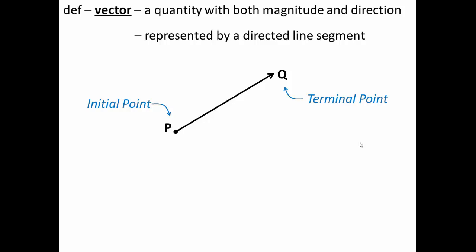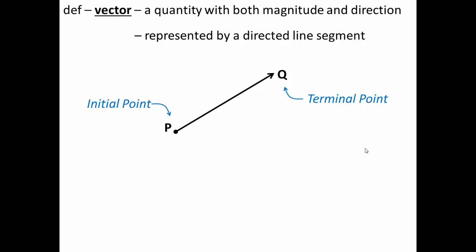The arrow doesn't indicate that it goes forever. The arrow means that it has direction. It's going from P towards Q. I could just as easily have put the arrow on the other end, and that would have meant it started at Q and headed towards P.